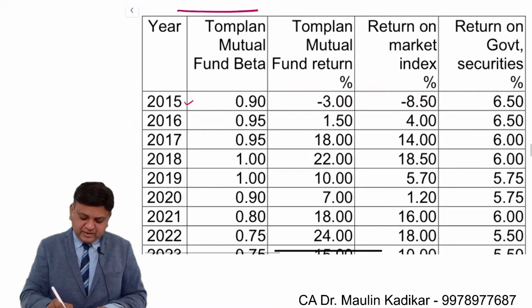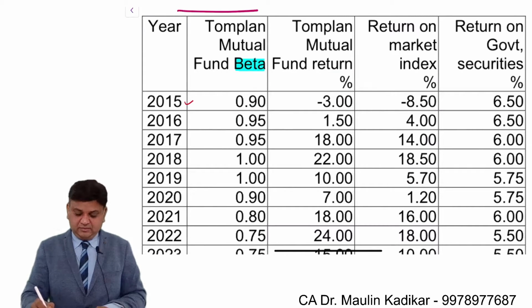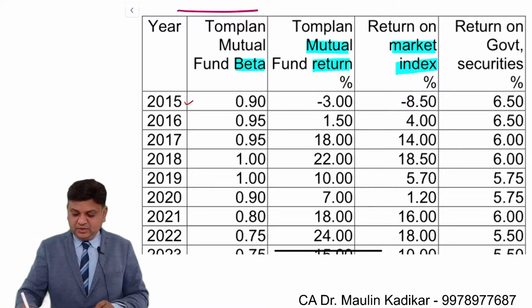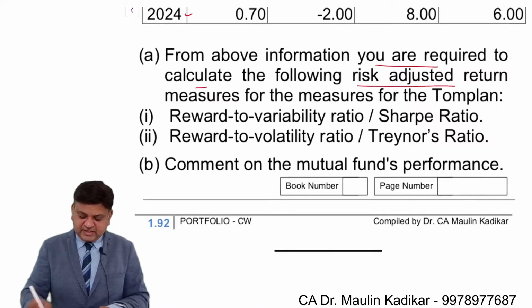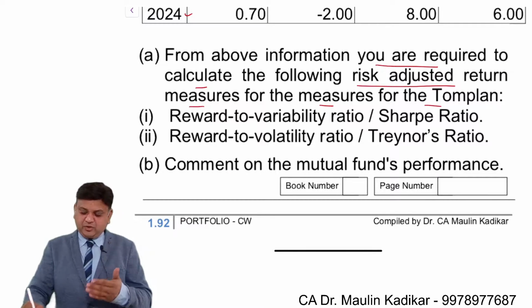We have been provided with the beta of the mutual fund, the return of the mutual fund, the return on the market portfolio, and the return of the government securities. From the above information, you are required to calculate the following risk adjusted return measures for Tomplan.